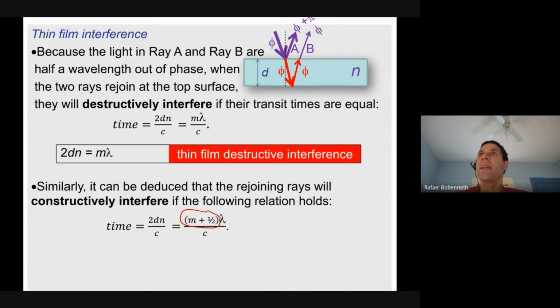Question has come up. What is m in that equation? M is any positive integer, Ian. Okay, so m is 1, 2, 3, 4. It could be any positive integer. Because remember, this is a series of waves coming repeatedly.